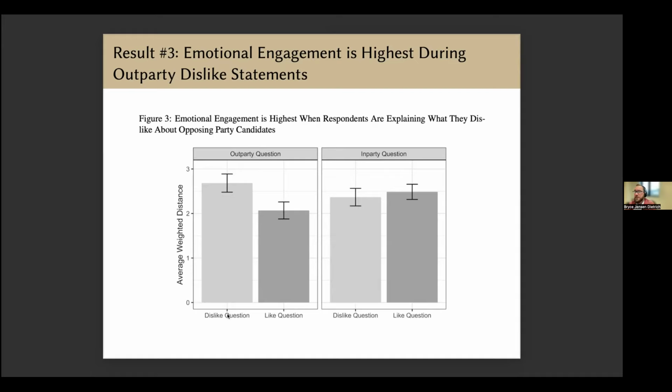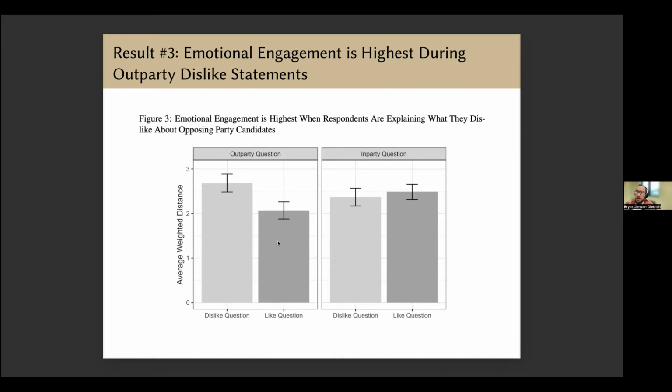So what we find, on the left, is that the highest instance of this is when people are explaining what they dislike about the opposing party candidates. We find the largest average weighted distance across all those responses, which we argue means that individuals are most emotionally engaged when explaining what they dislike about opposing party candidates. They're the least emotionally engaged when explaining what they like about opposing party candidates, as indicated by the smaller bar on the left panel of this figure.